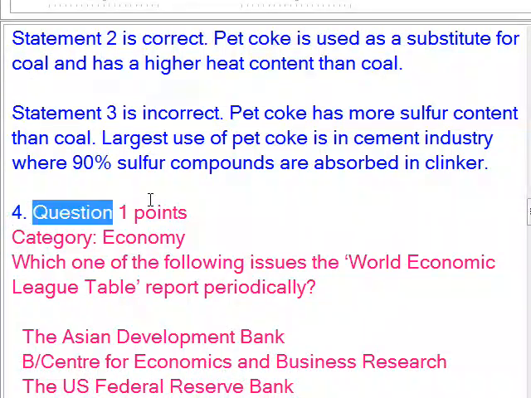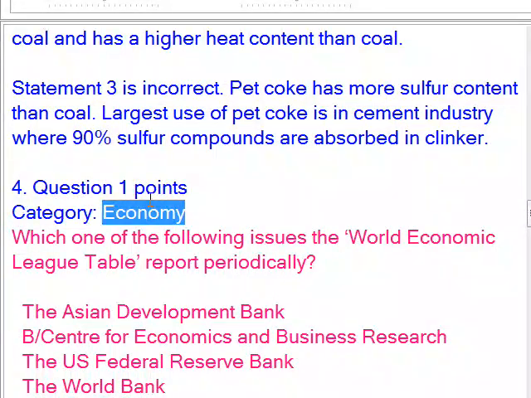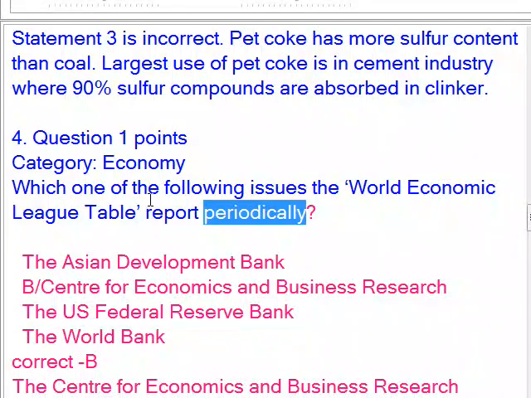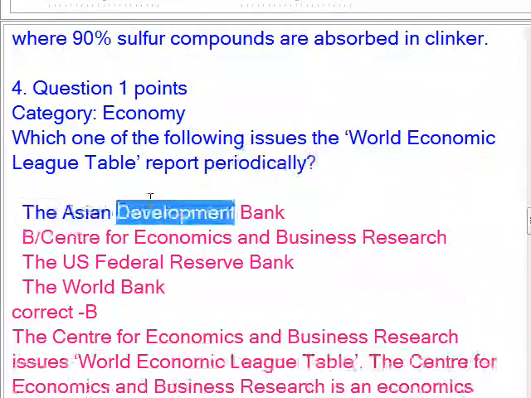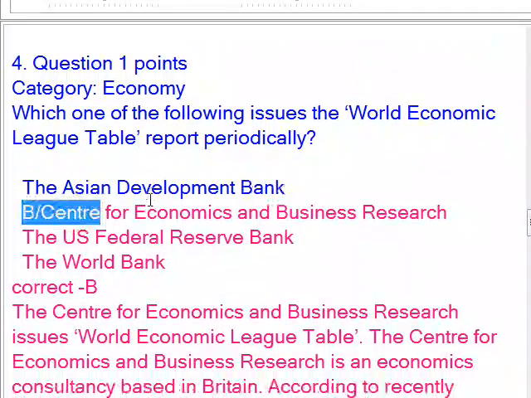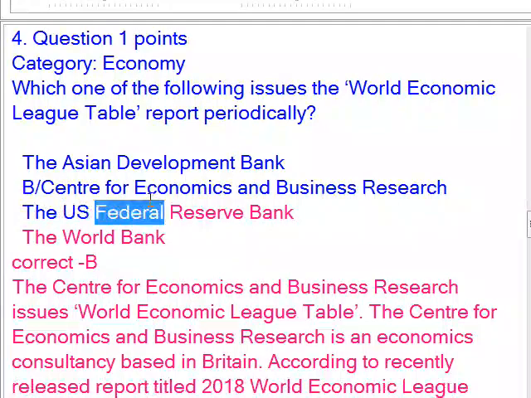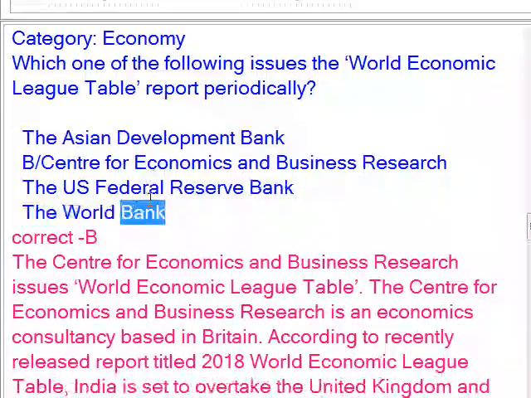Question 4. Economy. Which one of the following issues the World Economic League Table report periodically? A. The Asian Development Bank. B. Center for Economics and Business Research. C. The U.S. Federal Reserve Bank. D. The World Bank.